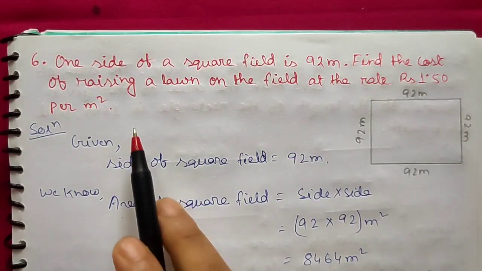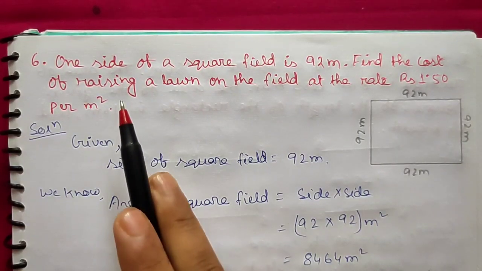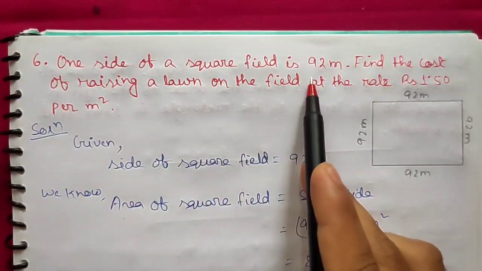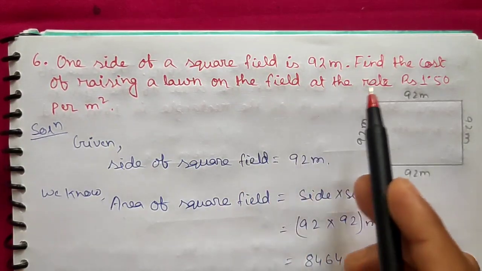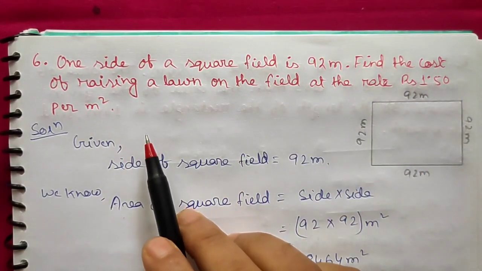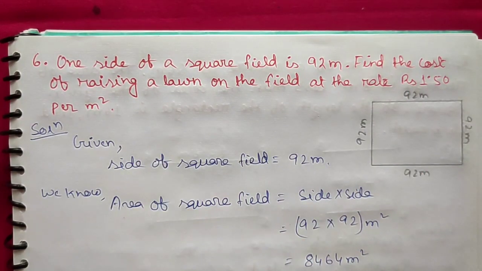Next, come to our next question. One side of a square field is 92 meter. Find the cost of raising a lawn on the field at a rate of rupees 1.50 per meter square. Lawn means, suppose you have to earth fill it.